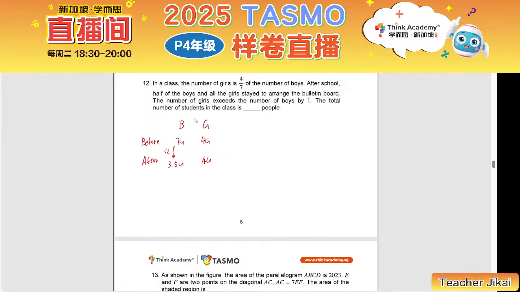So we know the girls exceed the boys by 1. So 4u minus 3.5u is the amount exceeded, right? We know it is 1 here. So 0.5 units is 1. The unit here is 2. So we know the total, right? The total here is the number of boys, 7u, plus the number of girls, 4u, altogether 11u, and we know u here is 2. 11 times 2 is 22. So we have 22 students in this class.